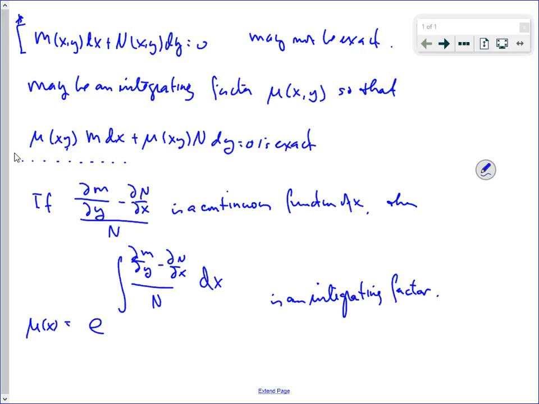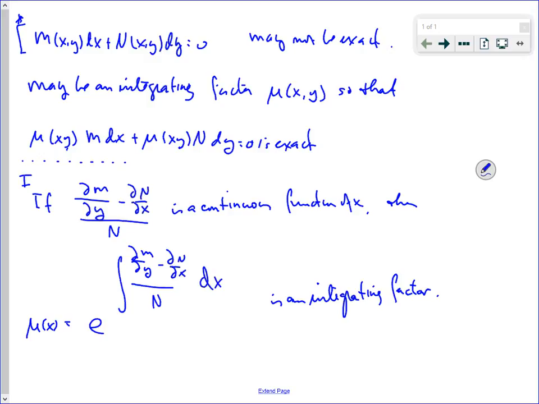So we'll compute the partial of M with respect to y and the partial of N with respect to x anyway, just to see if they're exact. And if they aren't, if you subtract them and then divide by N and get a function of x, then we can come up with an integrating factor that's a function of x. So this is like case 1.